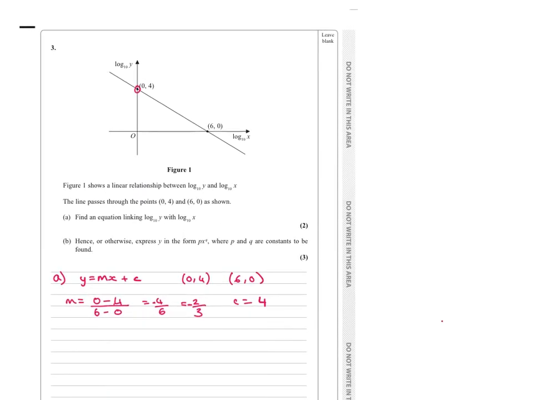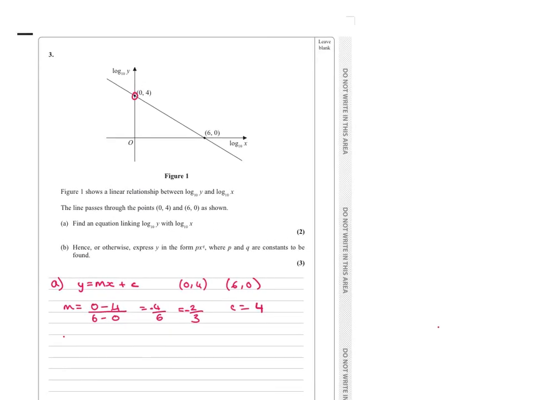So instead of writing y, I'm going to write log to the base 10 of y equals our gradient, which is m, minus 2 over 3 times x, which in our case is log to the base 10 of x, plus c, which is 4. Nice and easy, 2 marks.